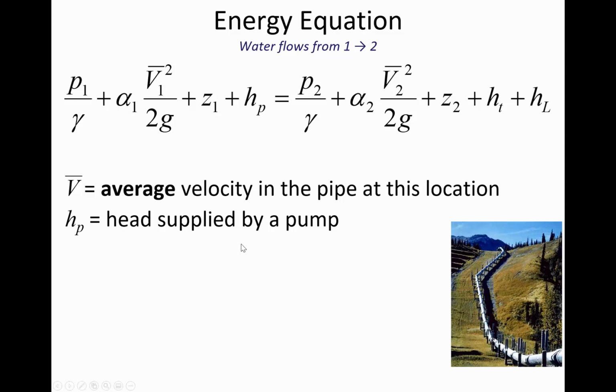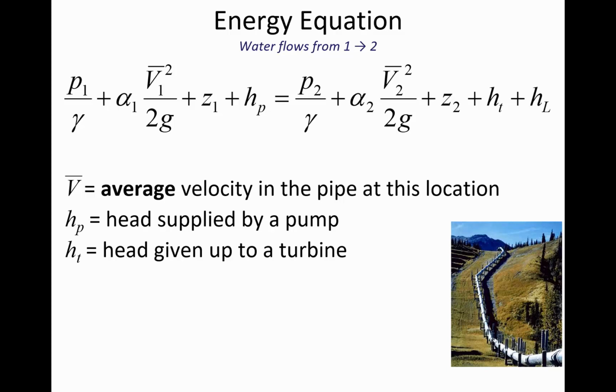Okay, so H sub P is the head supplied by a pump, and I'll show you the formula or the approach for how we could calculate that in Tuesday's lecture. But for now it will sometimes just be given. If we know that a pump is adding energy, then it would be expressed in terms of meters of head. Each one of the terms in this formula is going to have units of length. So P1 divided by gamma is going to give you meters. V squared divided by 2g will leave you with meters. And of course Z is in meters. All of these terms have units of meters. That's why we're able to add them together.